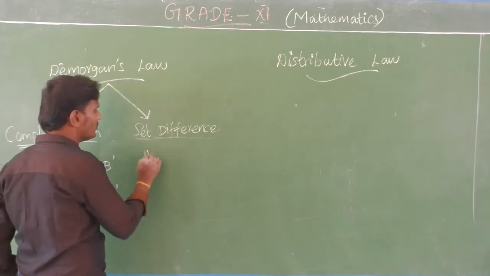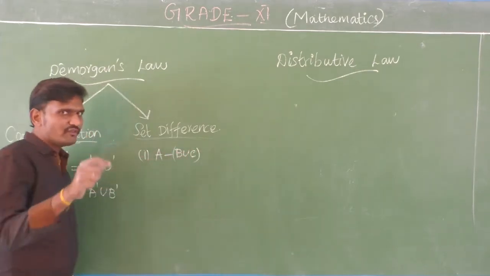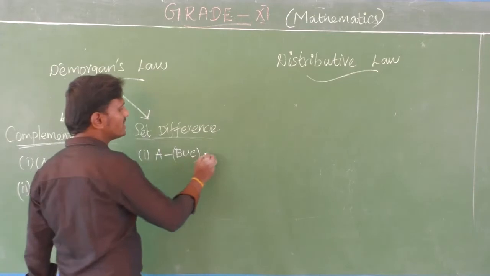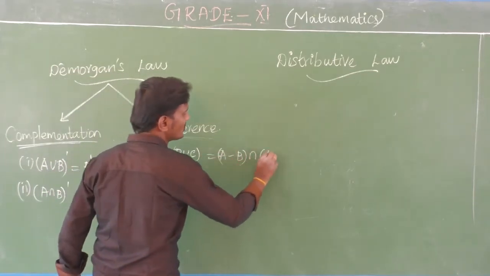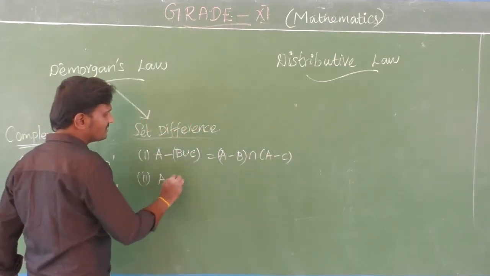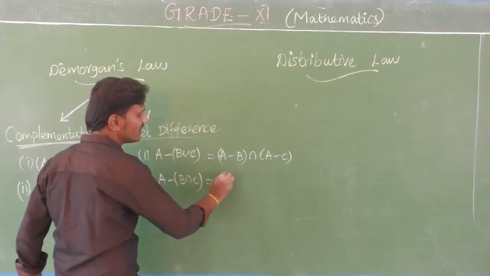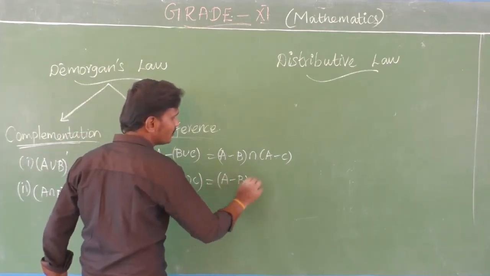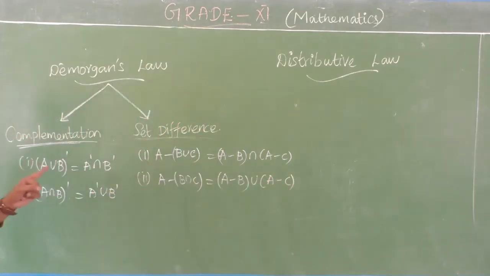Okay, so the first formula is A minus (B union C). It is based on difference. So A minus (B union C) equal to (A minus B) intersection (A minus C). Then the second formula is based on the intersection: A minus (B intersection C), which is equal to (A minus B) union (A minus C). So here are two laws for De Morgan's law of set difference.